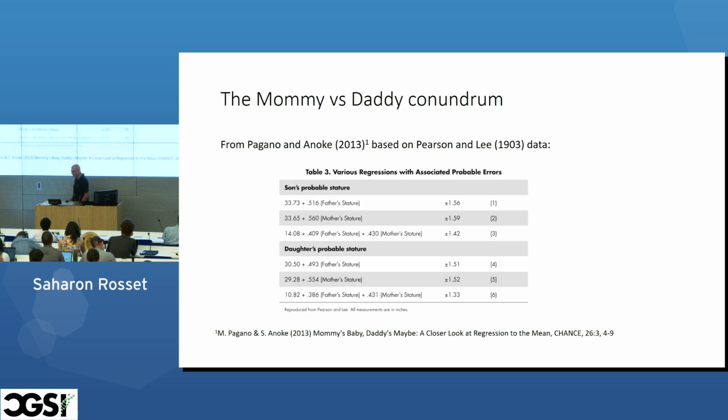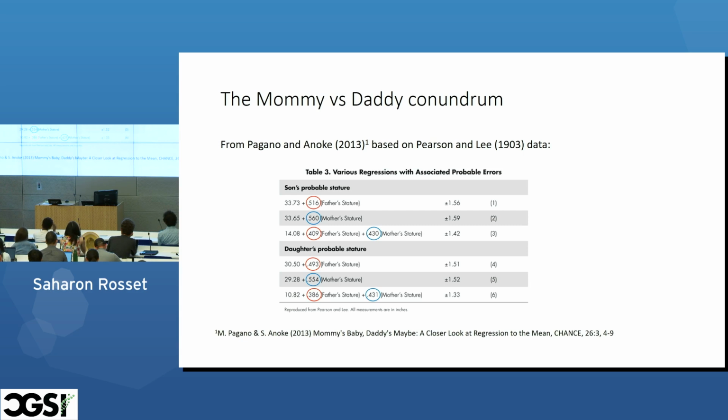here's some data from Pearson and Lee. This is taken from the paper from 2013 by Pagano and Anoke, but it's actually data from the 1903 collection by Pearson and Lee. And this is looking at the regression of a child's height on the mother's height and the father's height. And what I want to show you is the red versus blue. So I don't know how much, you can probably see it from the back.